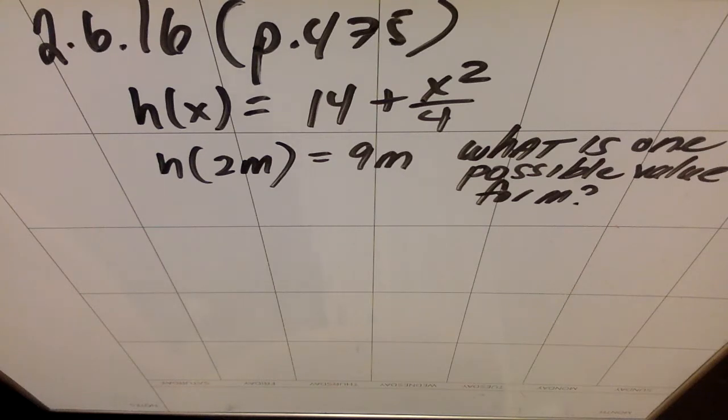We're given the function h of x equals 14 plus x squared over 4. We're told that h of 2m is 9m and asked what is one possible value for m. Usually what that means is that you're going to get an answer that has 2 or 3 different values for m and you're going to pick one, or sometimes it means there's a window of values for m and you're going to pick one in that window. And it doesn't matter which one you pick as long as it's right. So let's go ahead and talk about what this means.